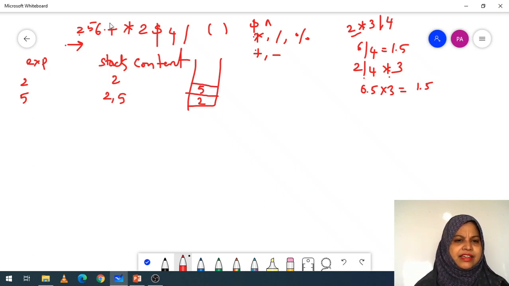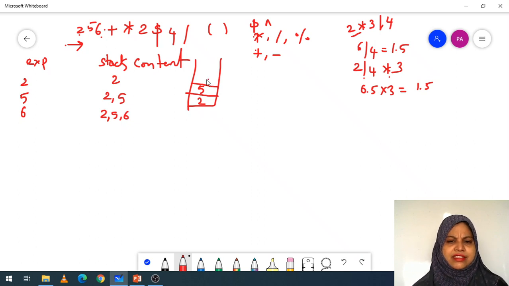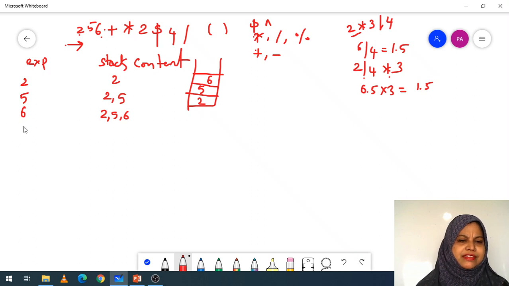Next symbol is 6. Next scanning symbol is 6. 6 is checked. Is 6 an operator or operand? 6 is an operand. So, we have to push it into this stack. The stack is now 2, 5, 6.